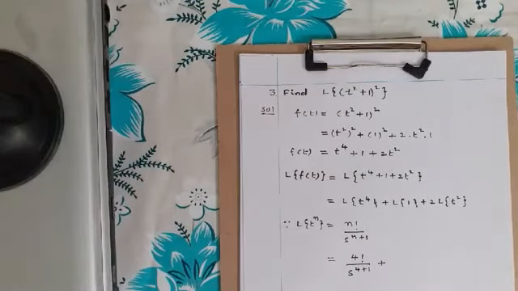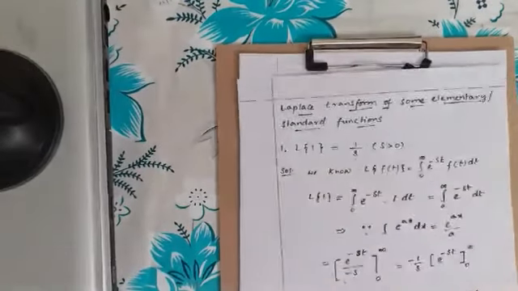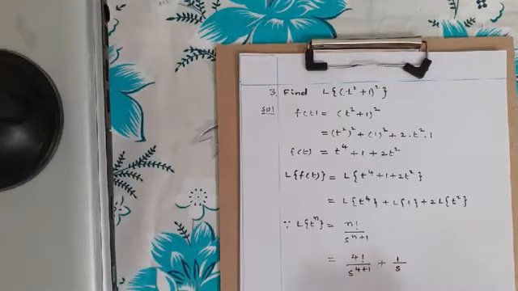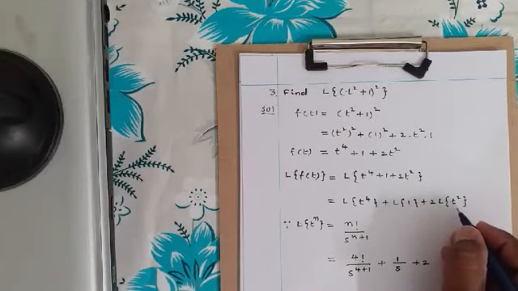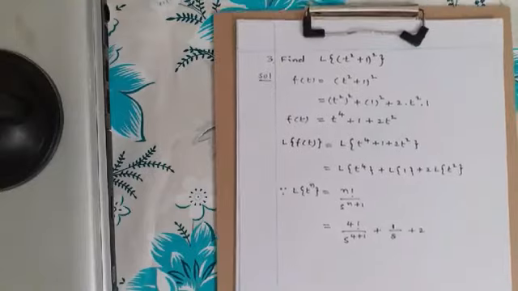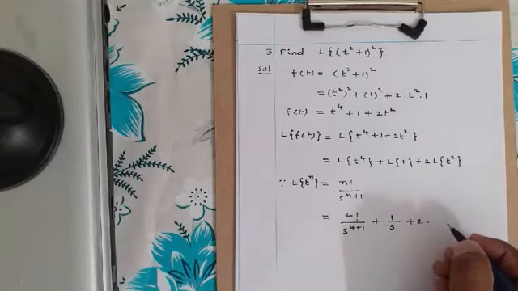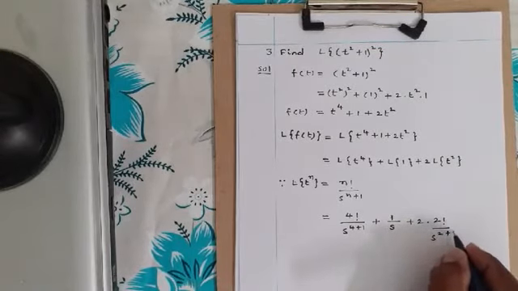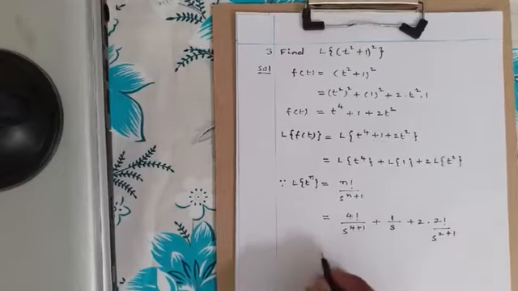Plus L of 1. On the other day I have shown you the formula: L of 1 is nothing but 1 by s. So I can apply it directly in the place of L of 1 as 1 upon s. After that, plus 2 as it is, then L of t power n, where n is 2 here. So this becomes 2 factorial upon s power 2 plus 1.